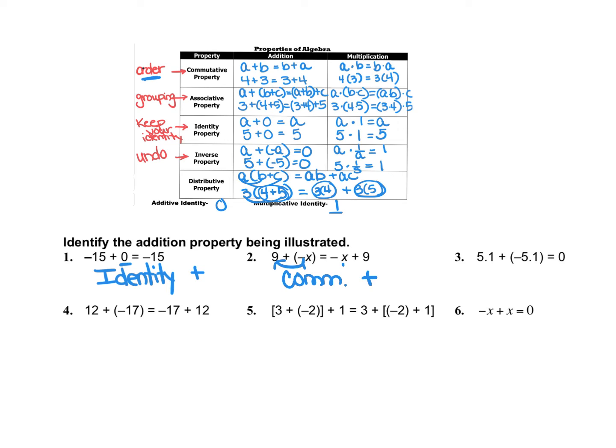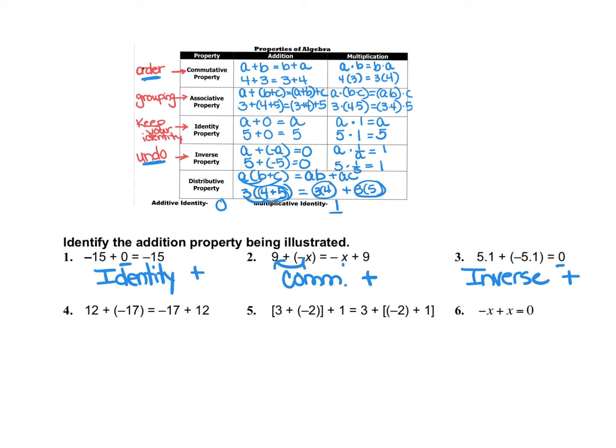All right, for number 3, we have 5.1 plus negative 5.1. Now notice how they canceled each other out. We went back down to that additive identity. We canceled each other out, and we're now at 0. Remember that is the inverse property here. So inverse, and then again of addition. So it's the inverse property of addition.